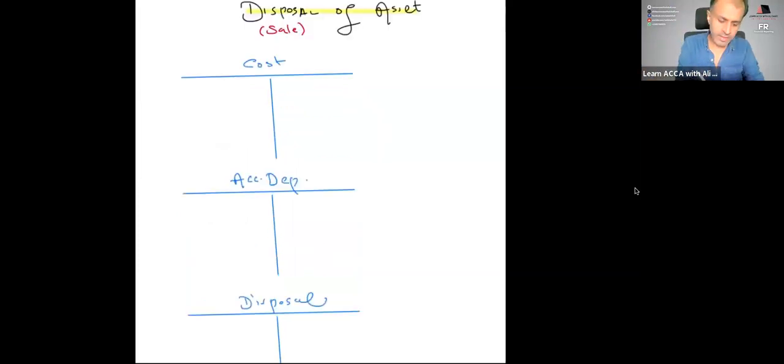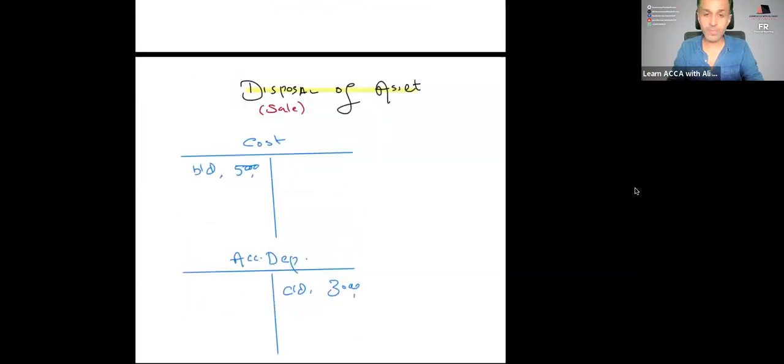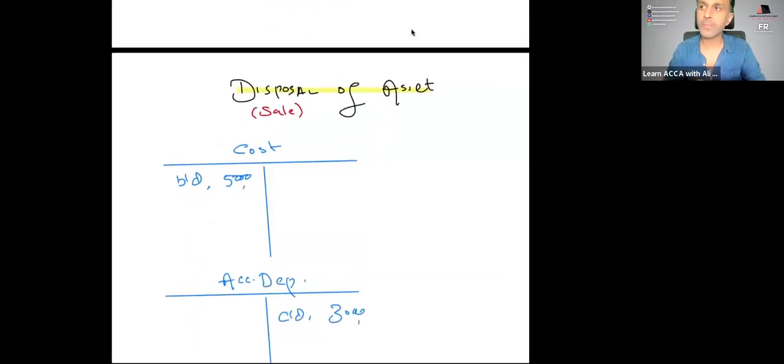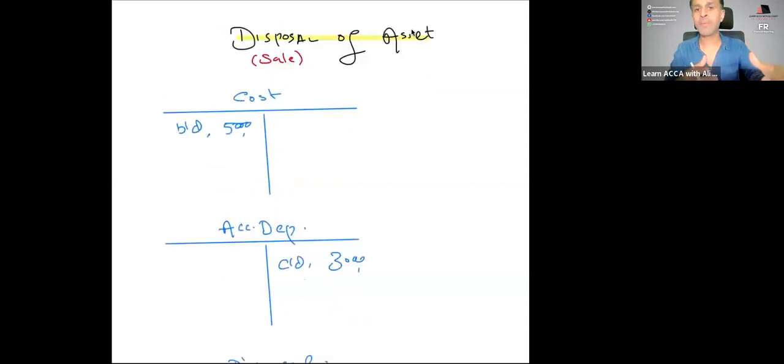So hypothetically, the cost account has 5,000 in, and accumulated depreciation has 3,000 in, for an asset which has been disposed. Listen to that carefully. The cost of that asset is 2,000. So I have to make sure that this asset, which is physically not going to be part of the business anymore, meaning I will be able to throw it away, is also taken out of my accounts.